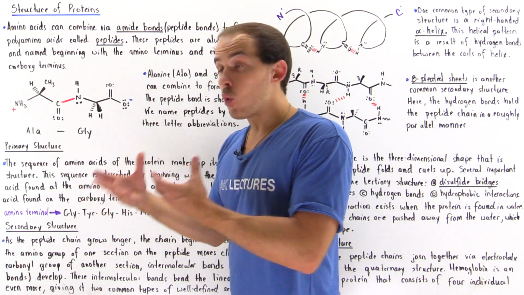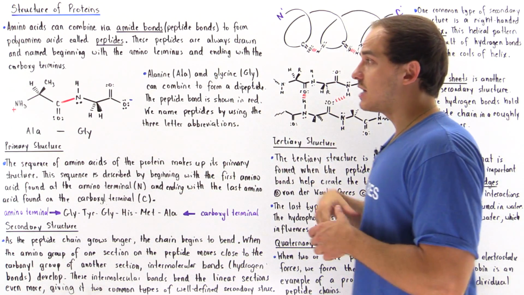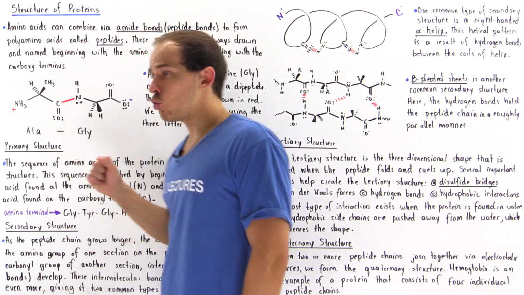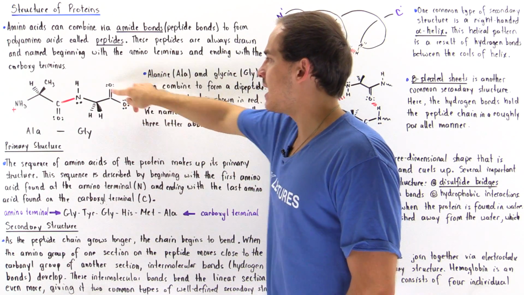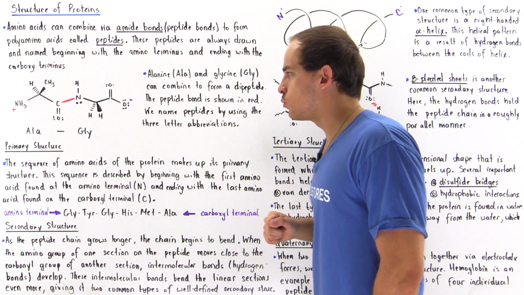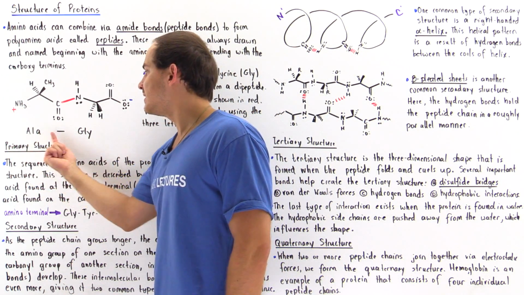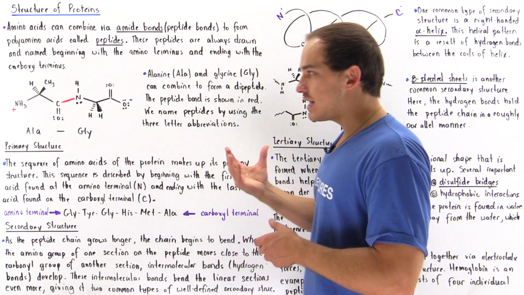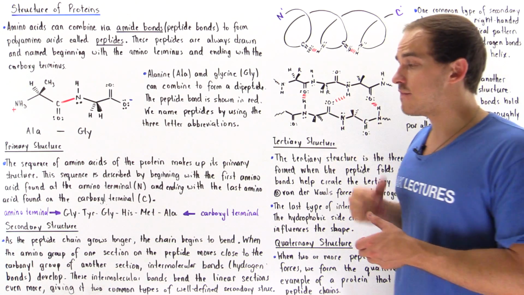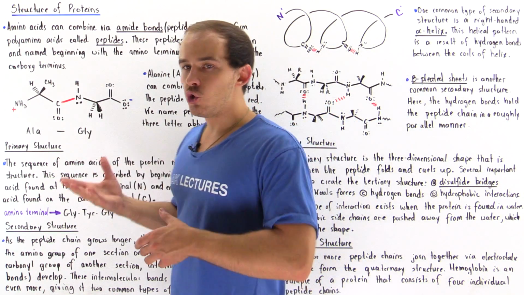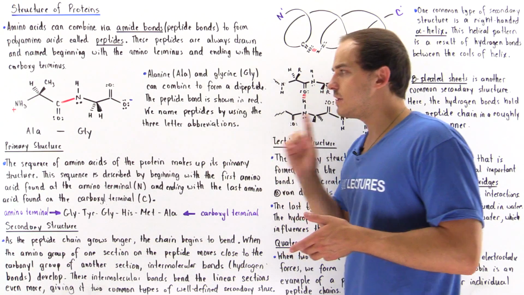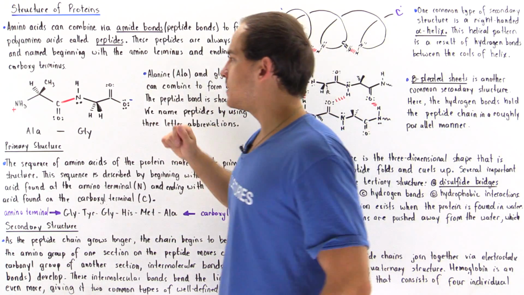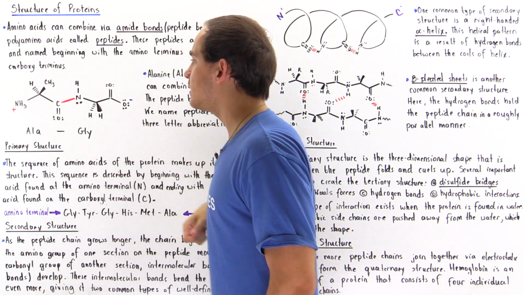Whenever we draw or name our polypeptides, we always begin with the amino acid that contains the free amino group, and we end with our amino acid that contains the free carboxylate ion group. So for this case, it's named alanine-glycine, or simply Ala-Gly. Instead of actually writing out the name of each amino acid, we usually use the three-letter abbreviations. So alanine and glycine can combine to form this dipeptide, and the peptide bond is shown in red.